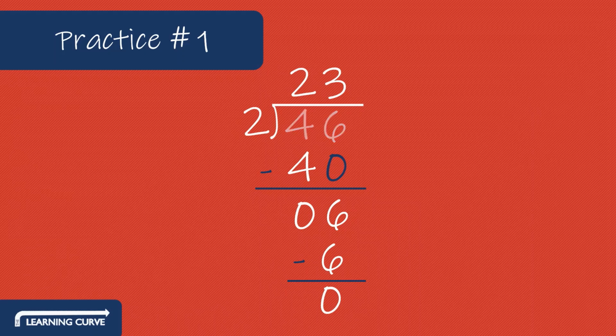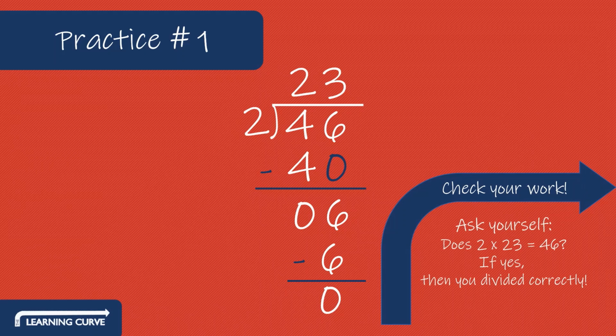So here we know that 46 divided by 2 is going to be 23 with 0 remainders. And you can check your work by multiplying, and you ask yourself if 2 times 23 equals 46. If it does, then you divided it correctly.